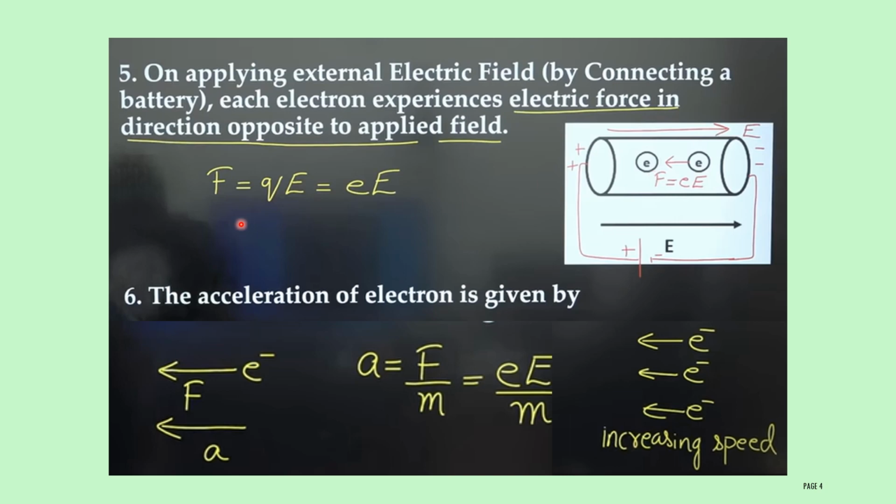This force is given by F equals Q into E, which is equal to small e into E. Then this electron will acquire a force because of this external electric field. Then this electron will move with very high or increasing velocity. Therefore, that electron gets accelerated. The acceleration of an electron is given by a equals F divided by m. Substituting the value of F, a equals small e into capital E divided by m. This is nothing but the acceleration of an electron.